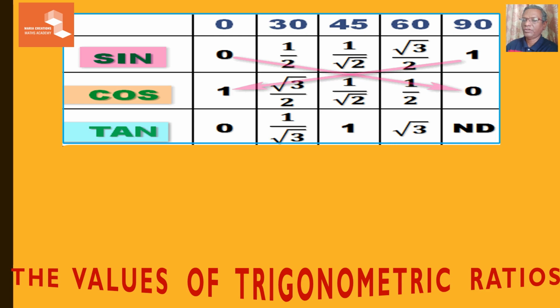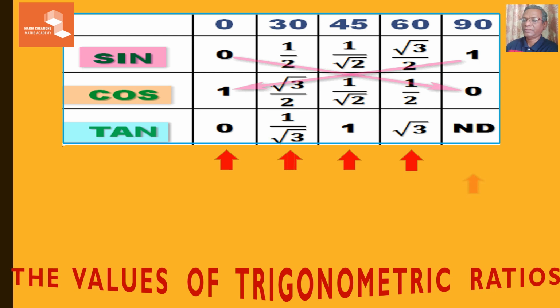Thus, tan 0 degree is 0 by 1, which is 0. To find tan 30 degree, take the numerator of sine, divide by numerator of cos. Hence, tan 30 degree is 1 by root 3. Now to find tan 45 degree, take the numerator of sine, divide by the numerator of cos, that is 1 by 1, that is equal to 1. To find tan 60 degree, take the numerator of sine root 3, divide by the numerator of cos 1, that is root 3 by 1, that is equal to root 3.